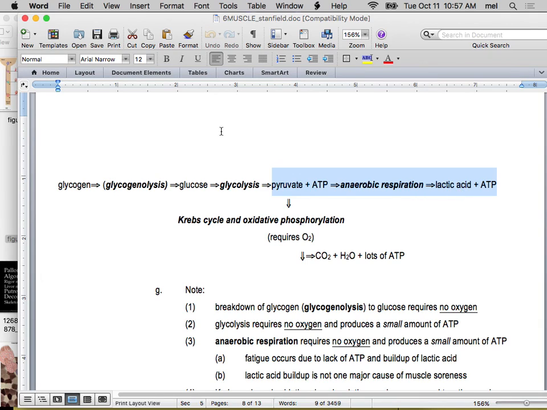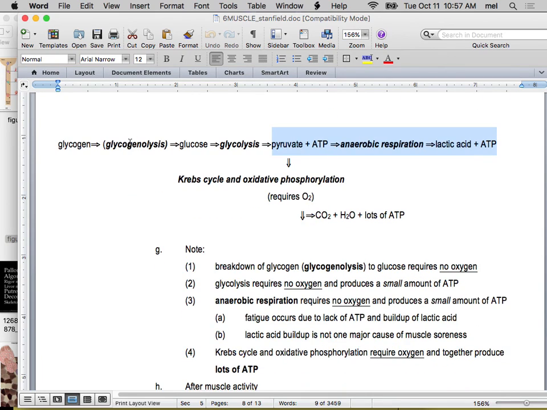Okay, so let's just acknowledge which of these processes require oxygen and which don't. So this one doesn't require any oxygen, right? And this one doesn't require any oxygen. It produces small quantities of ATP, but nothing impressive. This one doesn't require any oxygen, but still produces small quantities of ATP. And it produces lactic acid as a byproduct.